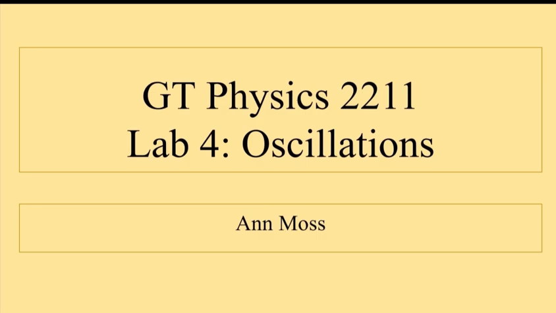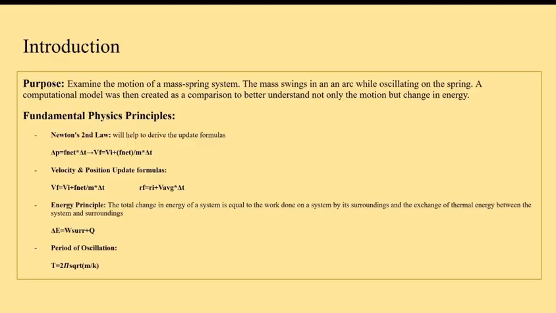Hi, I'm Ann Moss, and this is my Physics 2211 Lab 4 on oscillations. The purpose of this lab is to examine the motion of a mass spring system. The mass swings in an arc while it's oscillating on the spring, and a computational model was then created as a comparison to better understand not only the motion, but change in energy.